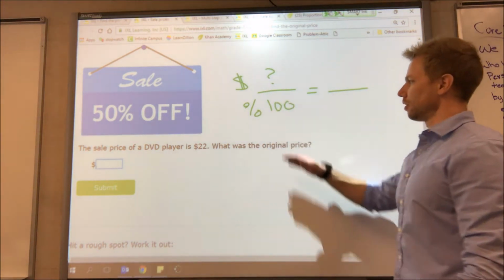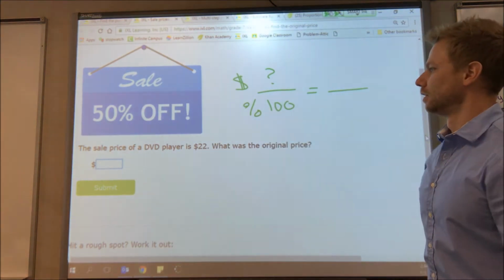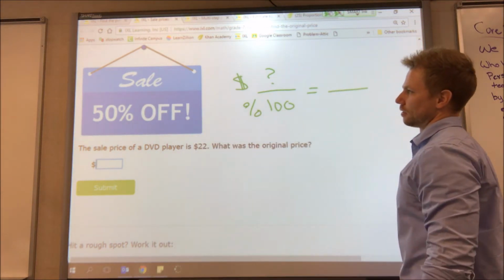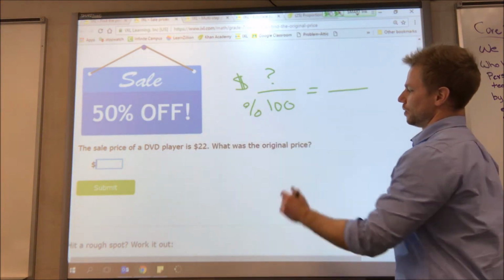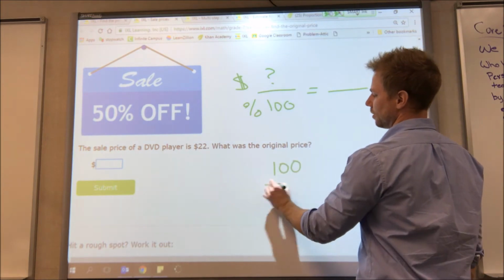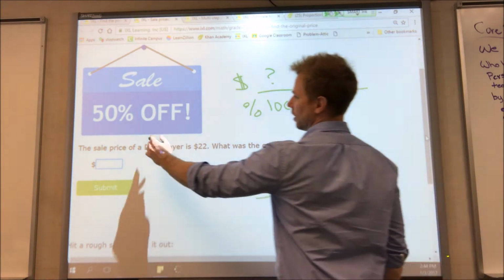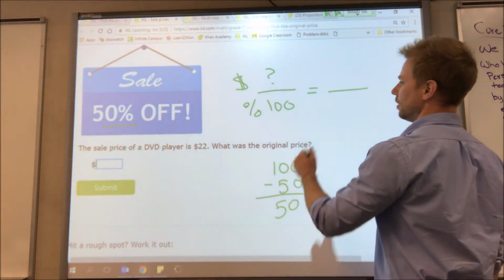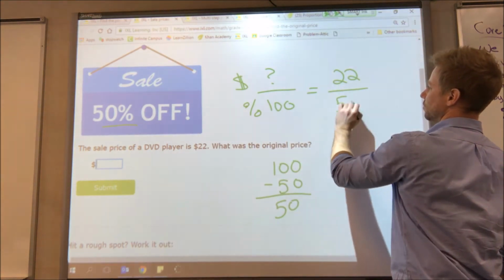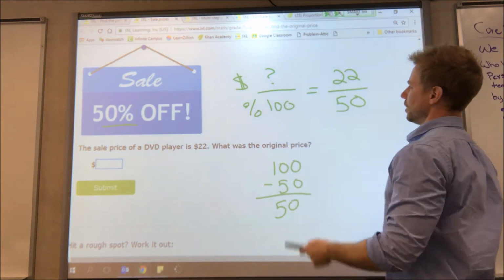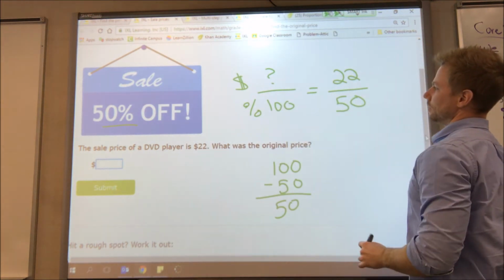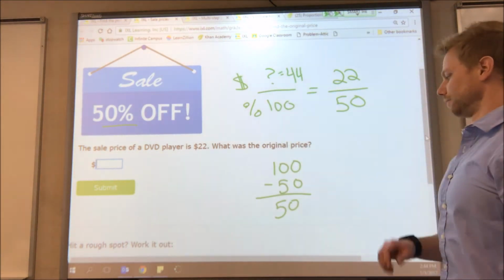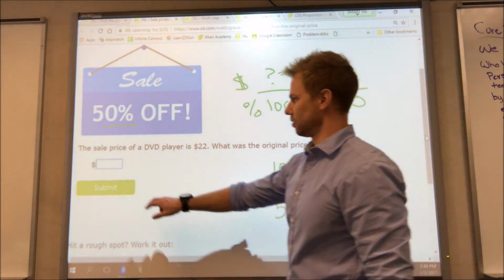So we're trying to find the original price. So our question mark goes with 100%. Then $22 is 50% of the price, because we start out with 100%, subtract 50%, because that's what the sale is, leaves us with 50%. So $22 is 50%. What is 100%? Cross multiply divide, and that will give us $44. So the original price is $44.